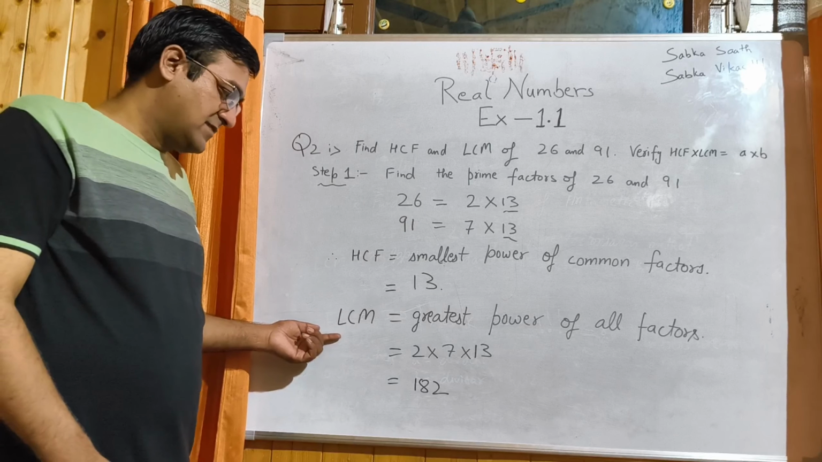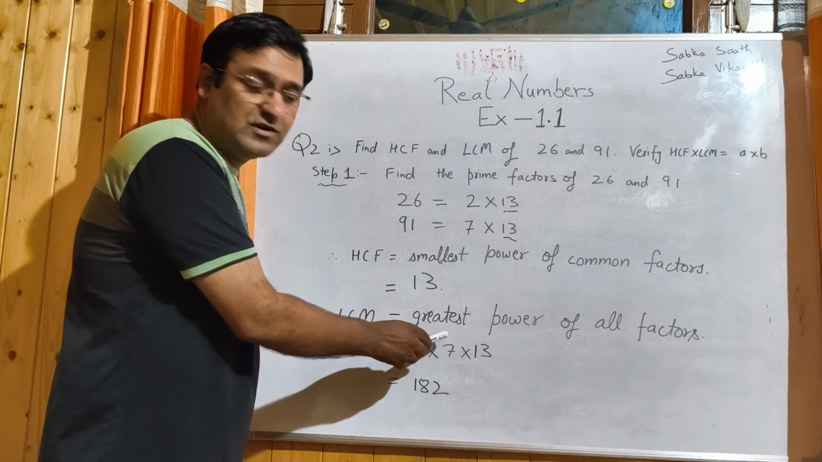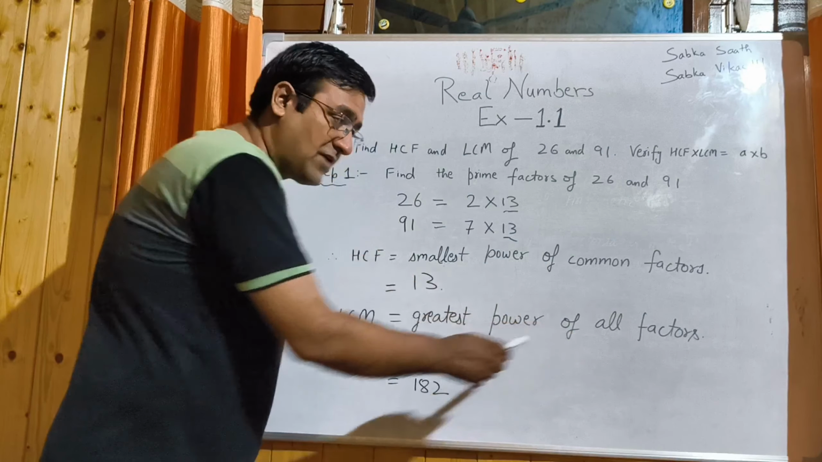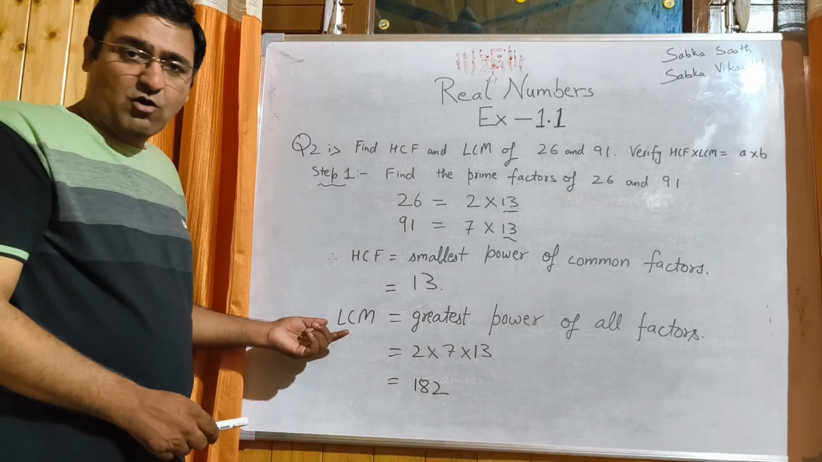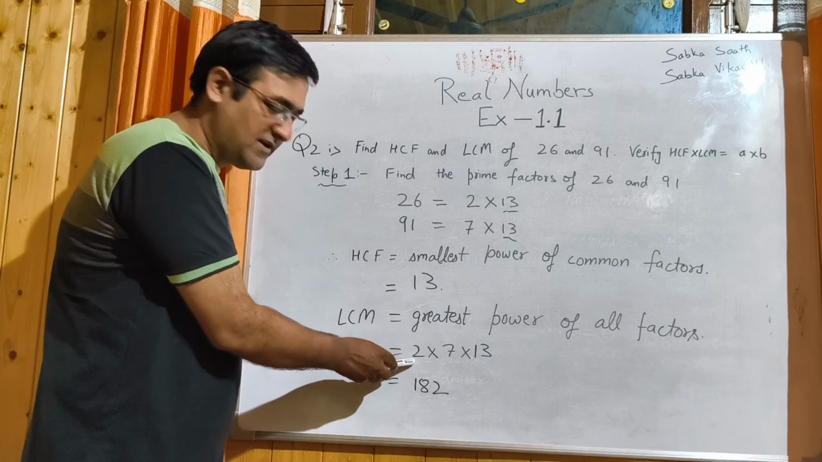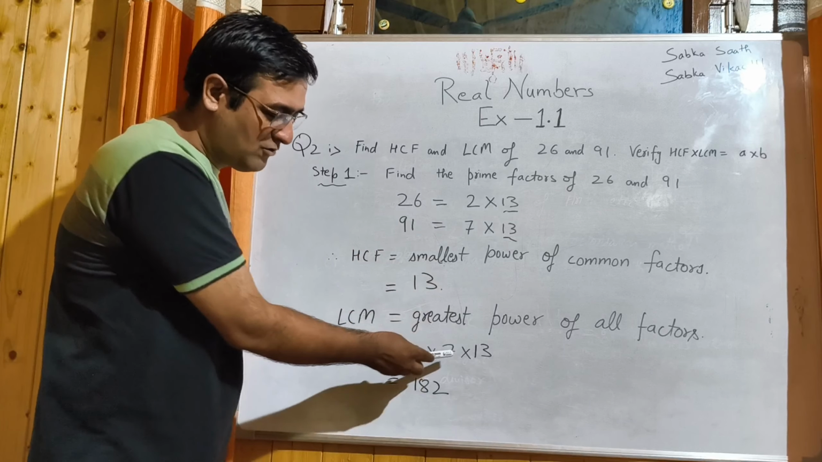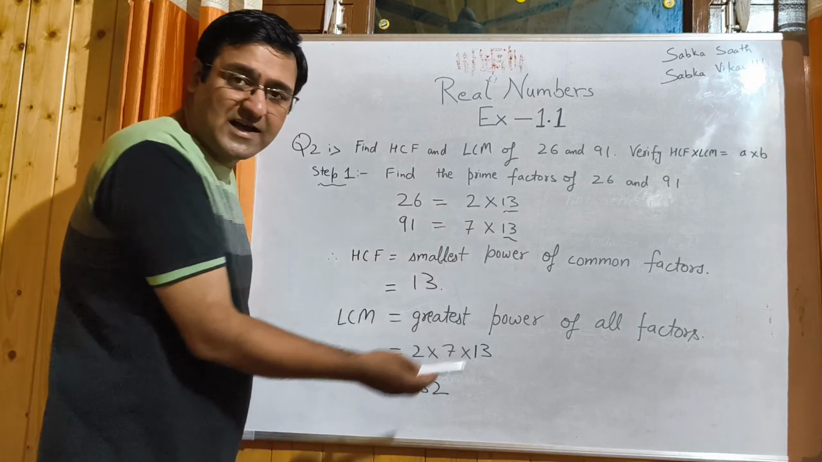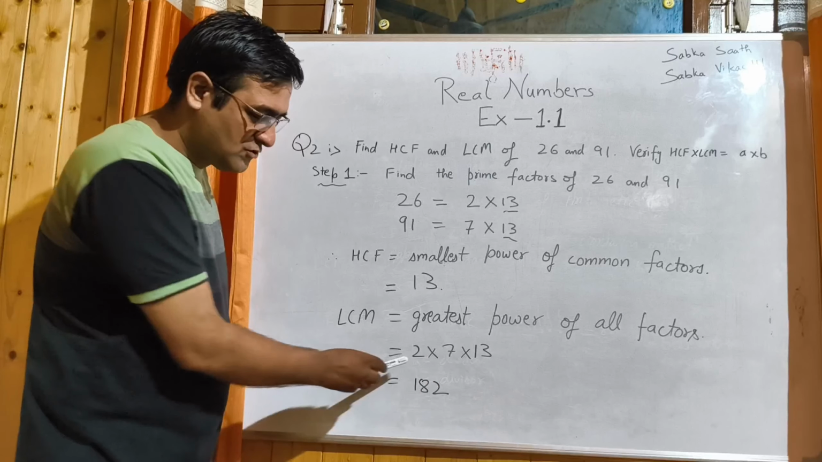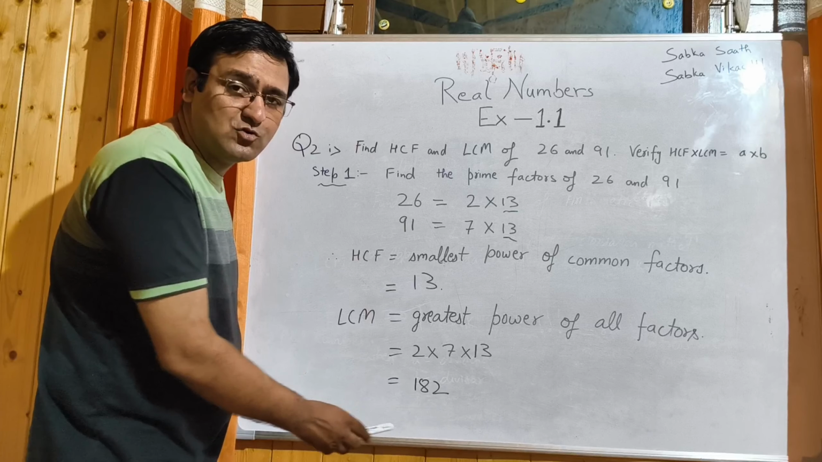Similarly, we'll find LCM, and as you remember from the last video, LCM is equal to the greatest power of all the factors. So we are going to take all the factors. So the greatest power of 2 is 1 only, so we are taking 2 raised to power 1. 7 has the highest power of 1 only, so 7. 13 has the highest power of 1, so 13. So 2 into 7 into 13, which gives us 182.